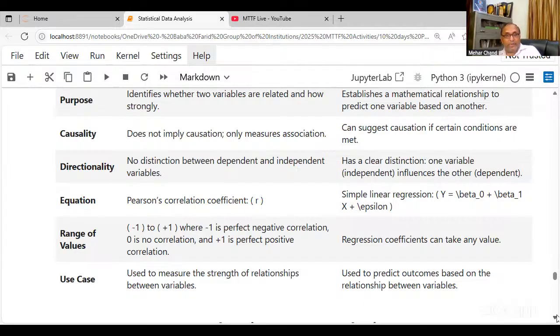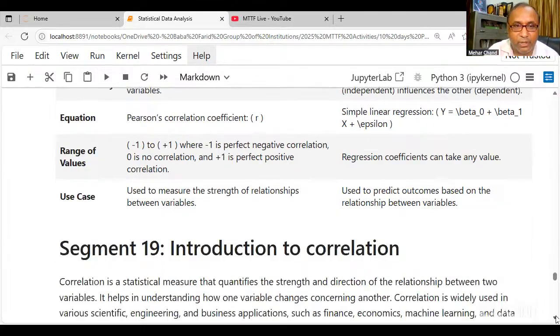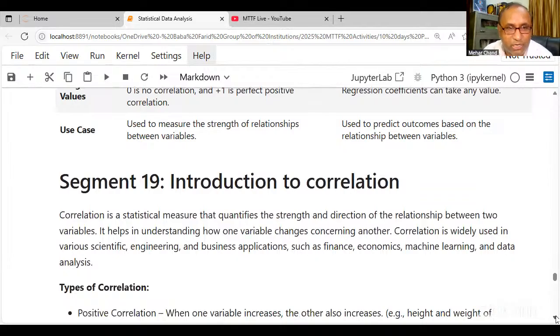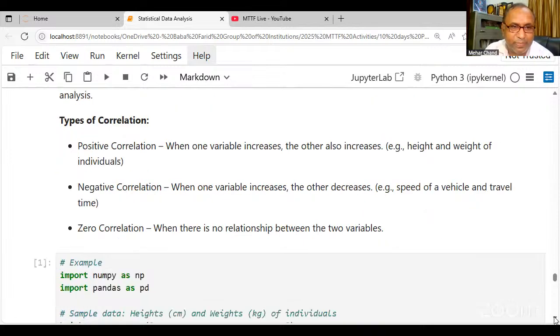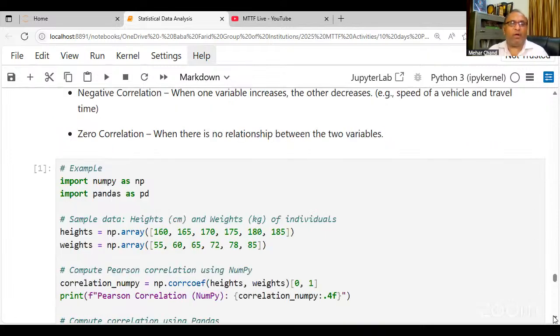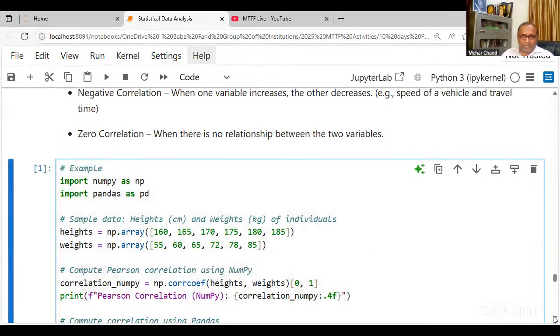Here, after that, we have the introduction of correlation only, and we will not go through more detail about this, as we have discussed it already. Positive, negative and zero correlation have been discussed. So let's come to the example and how we can calculate correlation.